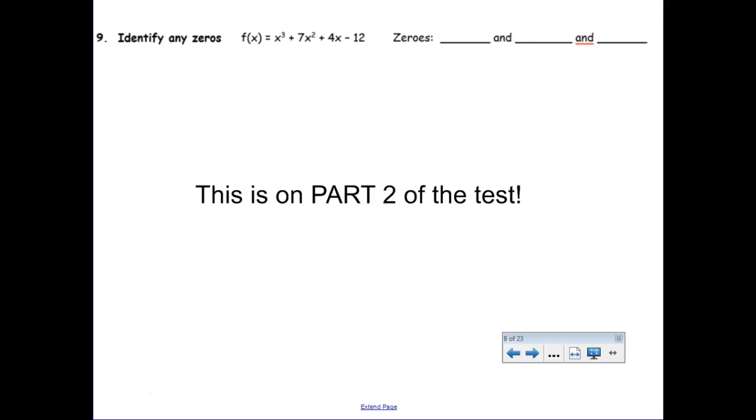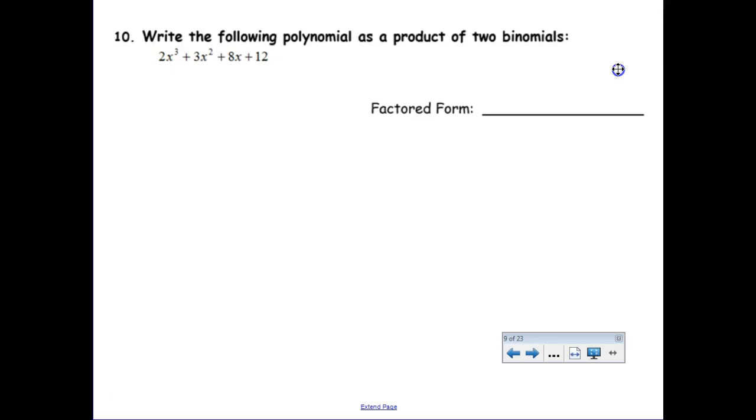Alright, this question is number 9 on the review packet, but it's actually on part 2 of the test. In case you're curious, you're going to graph this in your calculator. I don't know exactly what it looks like, something like this, but you're going to look and see where it crosses the x-axis, and you're going to find all these zeros. We'll come back to this in the second part of the review. This is still on day 1 of the test, though.